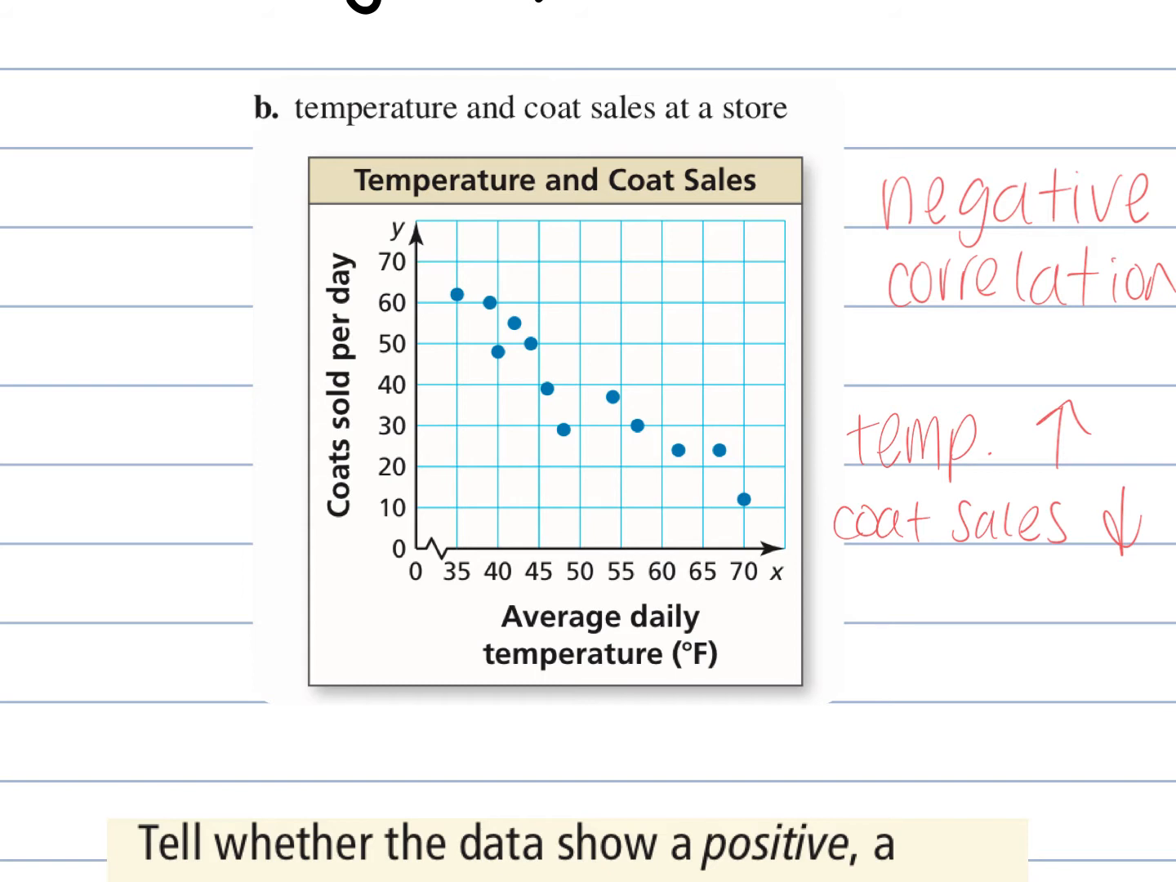But as temperature decreases, what happens to coat sales? They go up, okay? So it works in both directions, right? But as temperature increases, coat sales go down. Anytime it's the inverse of each other, one's going up as the other one's going down, it's a negative correlation. Do we see that? And this is what our graph looks like. Questions?